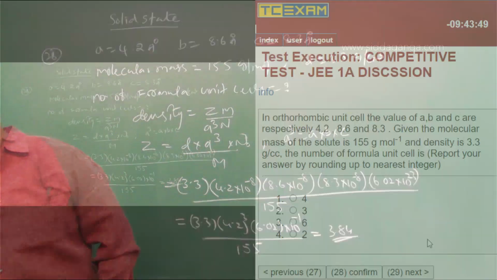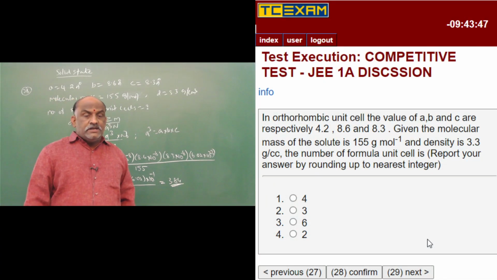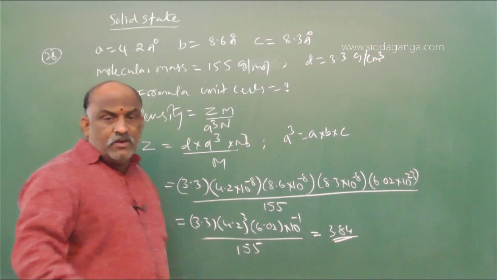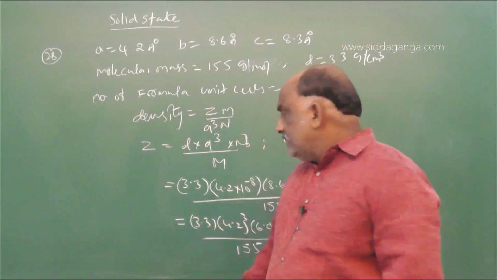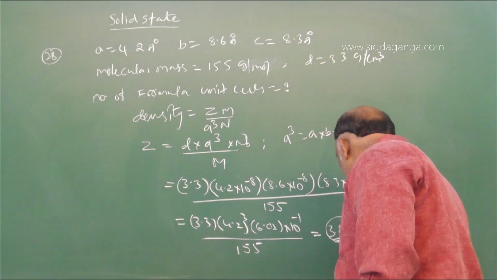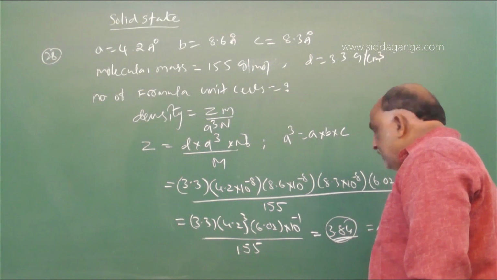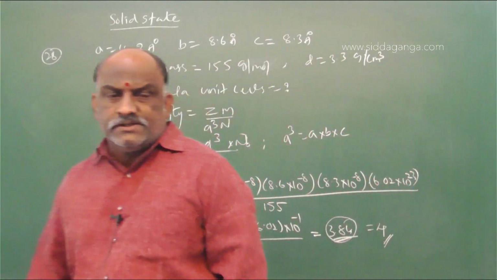From the question, once you go through it, my dear students, report your answer by rounding up to the nearest integer. That means we should round off this one. What is the nearest integer? It is 4. Is it clear?